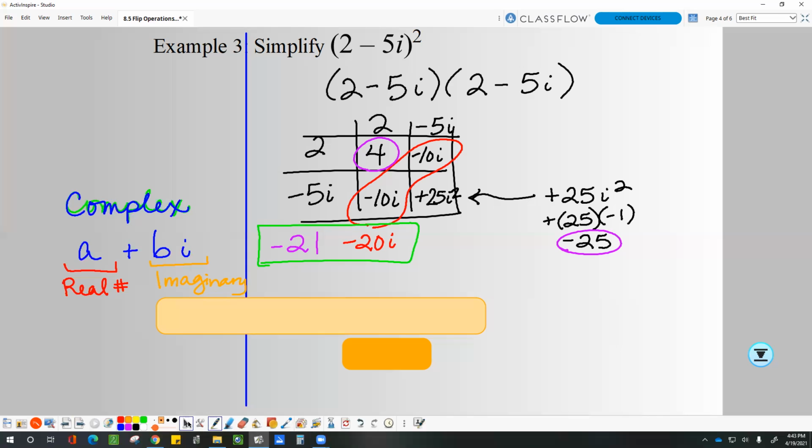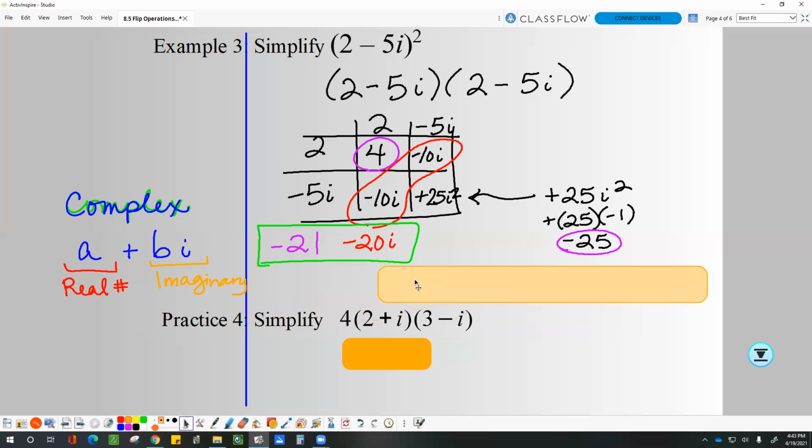And I put an extra practice on here for you. Multiply those together. You should get this answer.